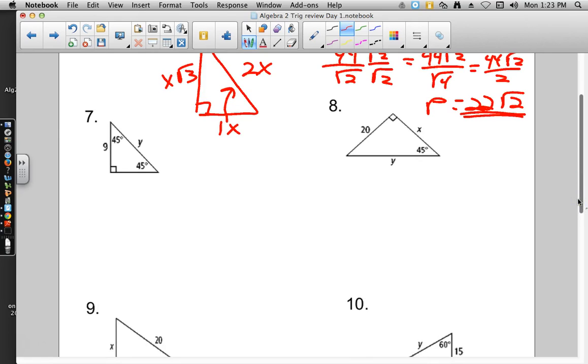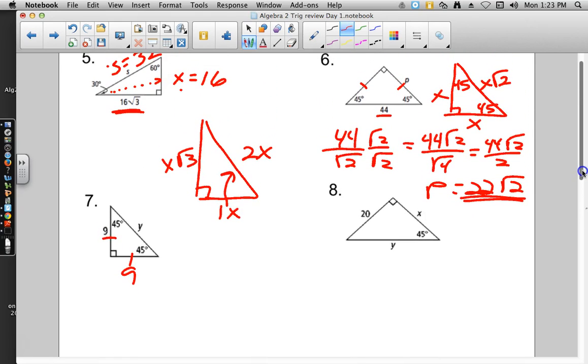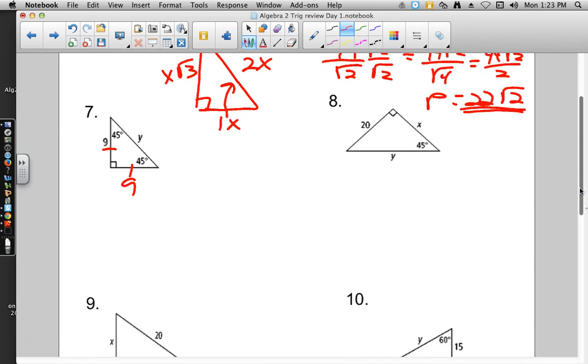In number 7, we have a 45, 45, 90, even though it doesn't look like it. So right away, I think to myself, okay, those are isosceles. This is going to be 9. And then I think, how do you go from the short side to the hypotenuse in a 45, 45, 90? You multiply by the square root of 2. So this is 9. That means y is 9 square roots of 2. And we're done. So that's why it's so great to have the short side. Once you have that short side, everything just rolls from there.